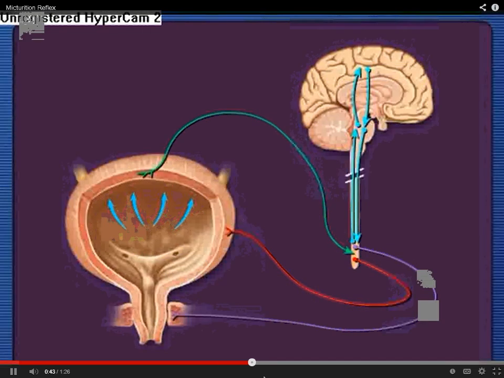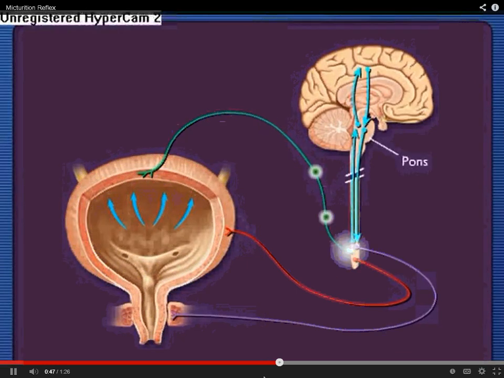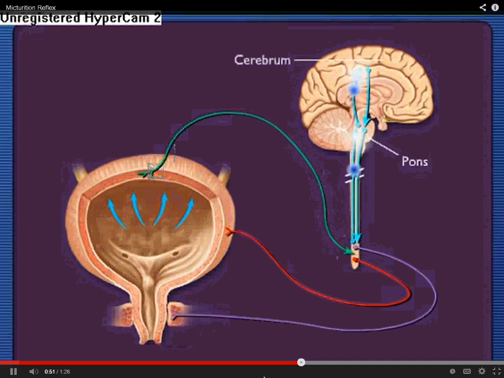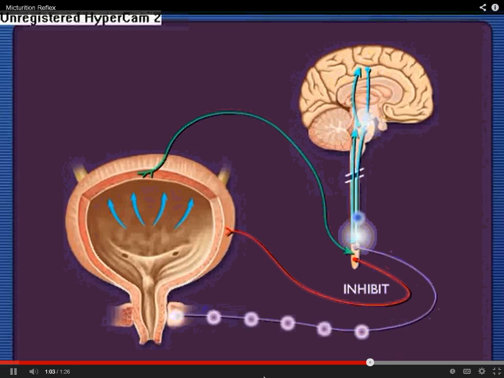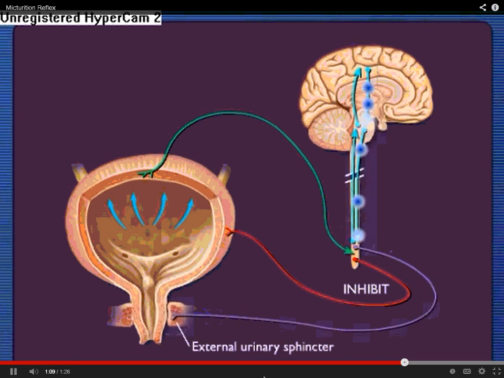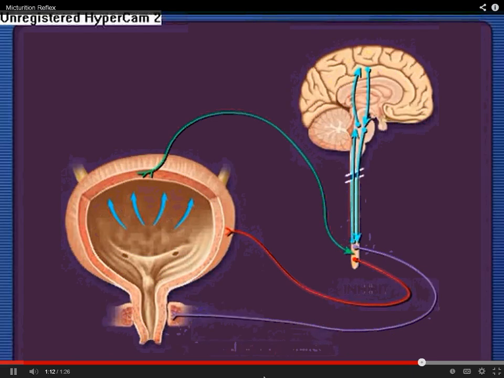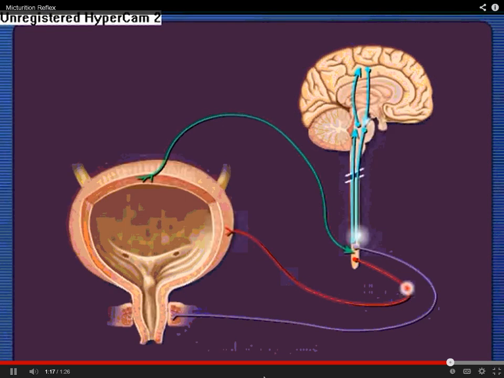The sensory signals to the sacral region of the spinal cord also stimulate ascending pathways to the pons and cerebrum, which results in the conscious desire to urinate. If urination is not convenient at the time, the brain sends impulses down the spinal cord to inhibit the micturition reflex. Impulses carried via somatic motor neurons keep the external urinary sphincter contracted, which also prevents urination. When urination is desired, signals from the brain stimulate the micturition reflex. The brain also decreases action potentials in the somatic motor neurons to relax the external urinary sphincter.